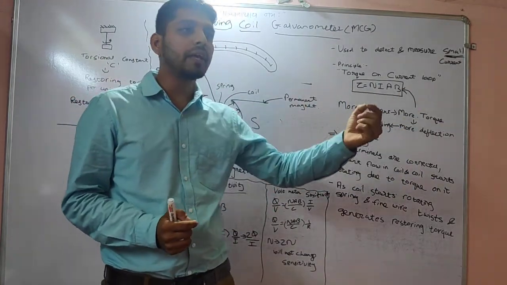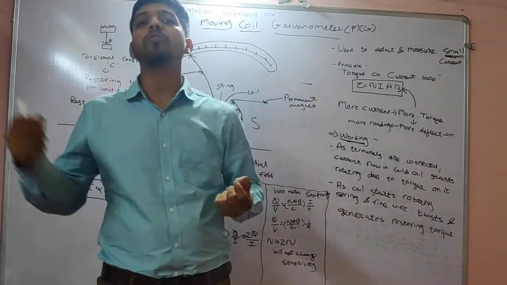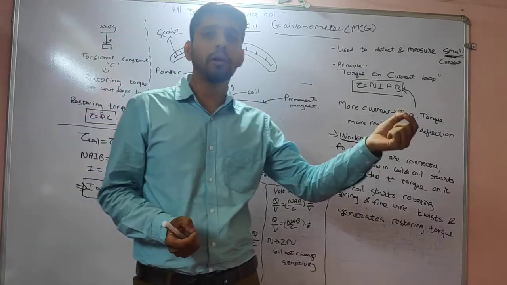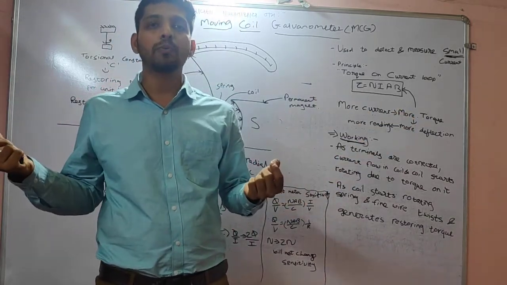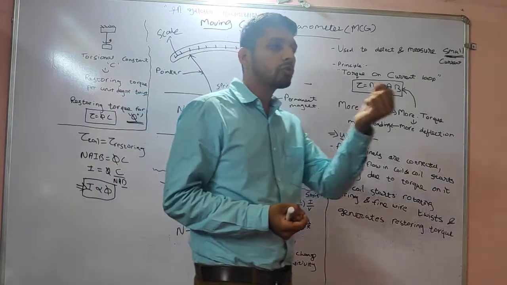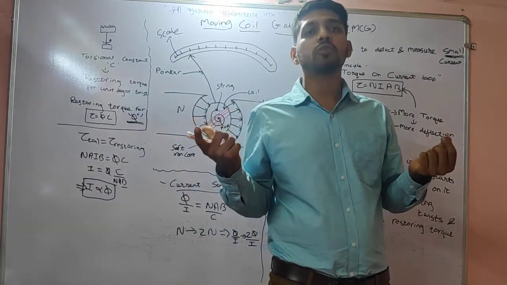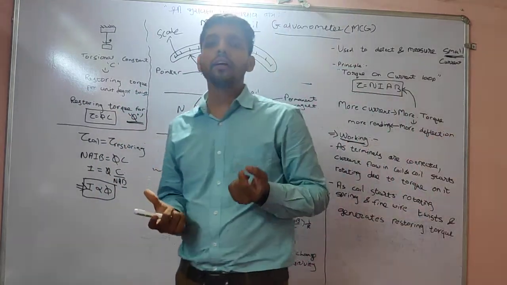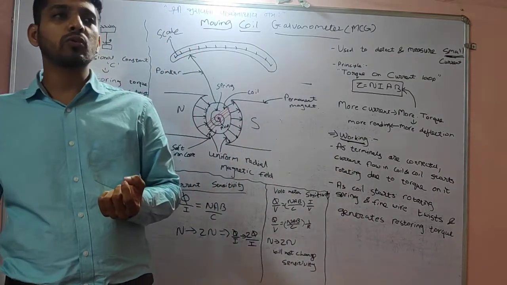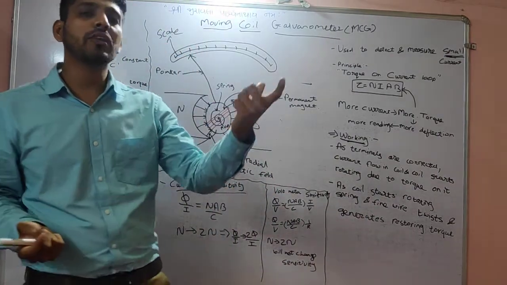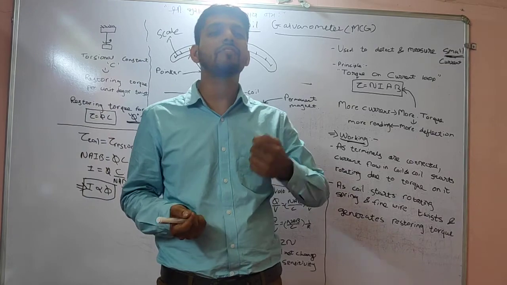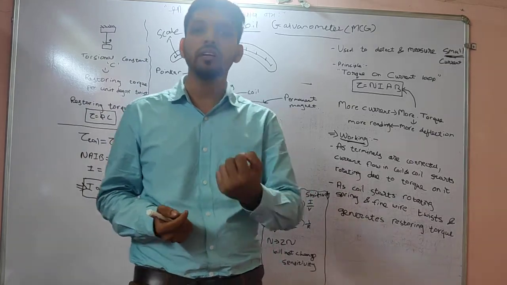Like if you give some small amount of input, what will be the output? If I give some amount of input, what will be the output? That shows the sensitivity. For small input, if there is large output, that shows that sensitivity is very high. For small input, if I get only small output, or for large input also I get small output, then we can say that sensitivity is very small.